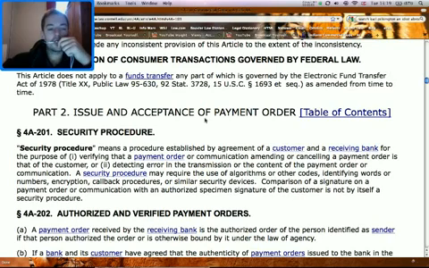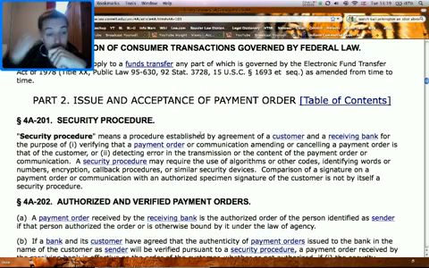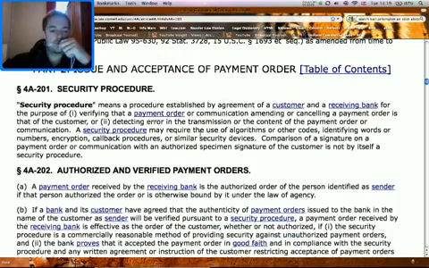Okay, part 2 of Article 4A on fund transfers. Issue and acceptance of payment order.